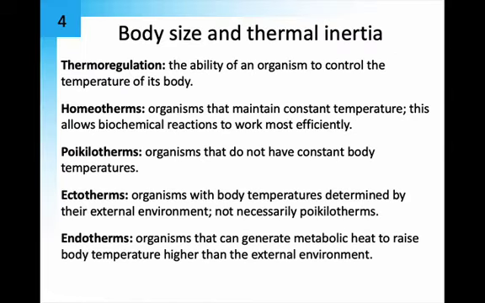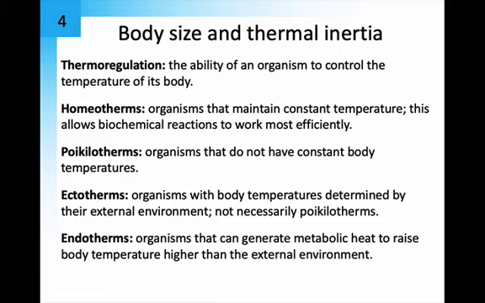So, let's investigate a little bit more. Thermoregulation is the ability of an organism to control the temperature of its body. Animals have much greater thermoregulatory control than plants. Not all animals have substantial thermoregulatory control. Homeotherms are organisms that maintain constant temperature, and that allows their biochemical reactions to adapt to a relatively predictable constant temperature. But it's incredibly energy expensive to maintain your temperature just so.